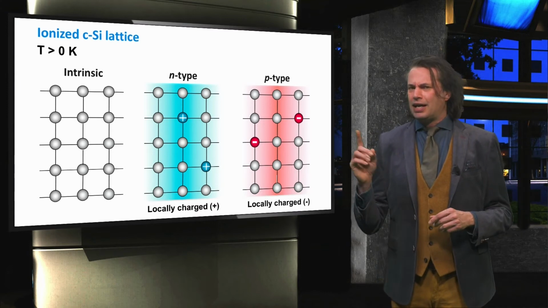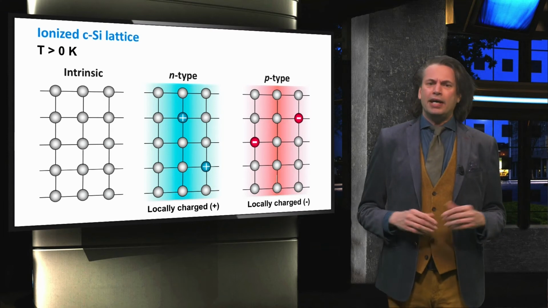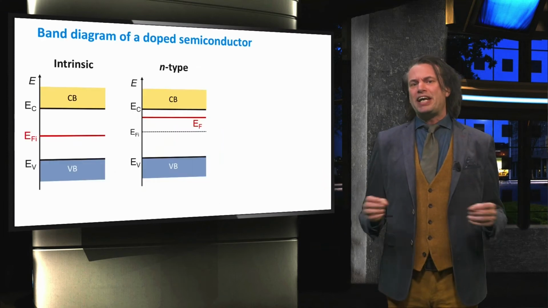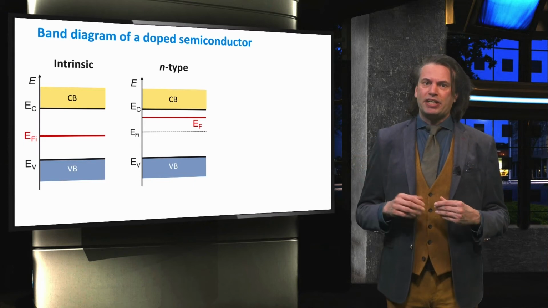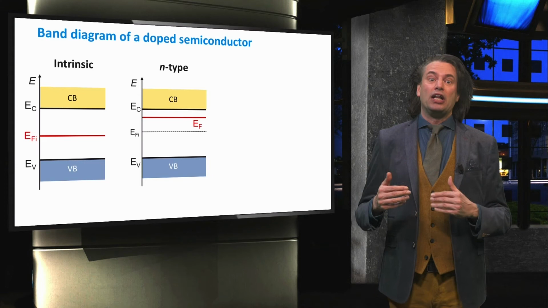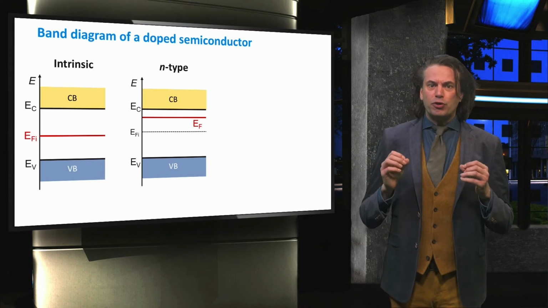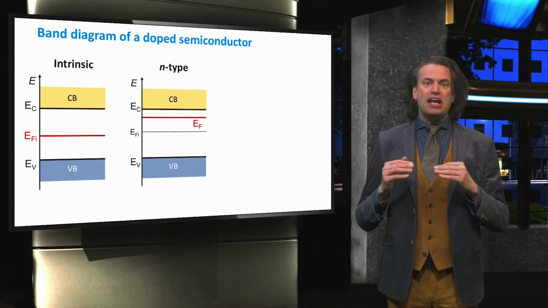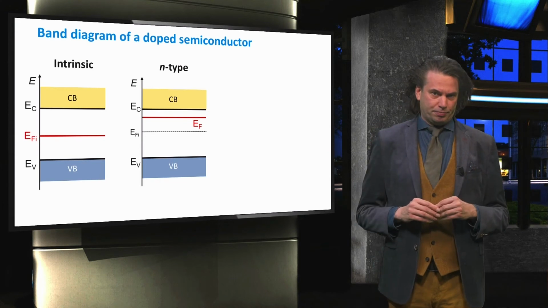affected. Let's see how. Since by N-type doping we increase the number of electrons with energy in the conduction band, the average energy of electrons will increase. This will result in a shift of the Fermi levels towards the conduction band.